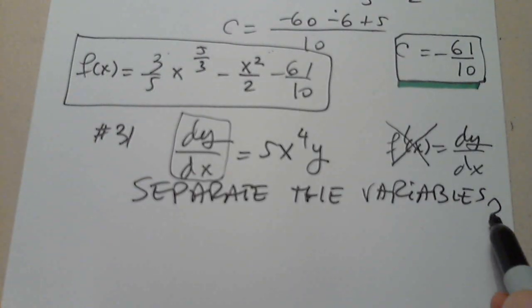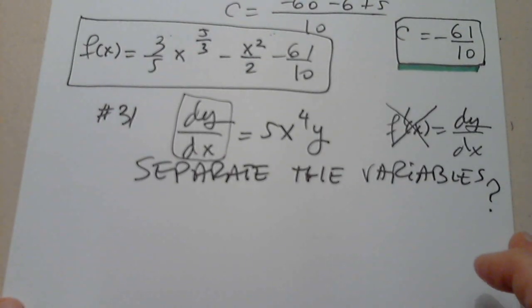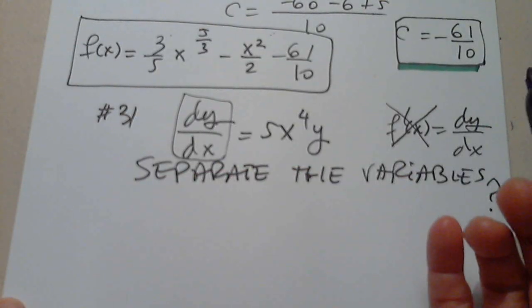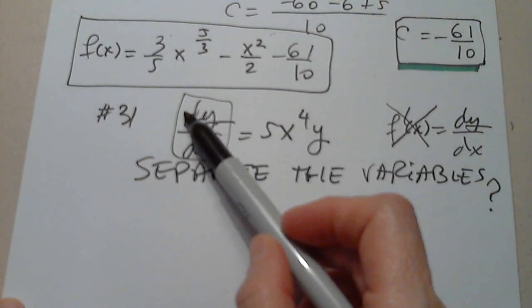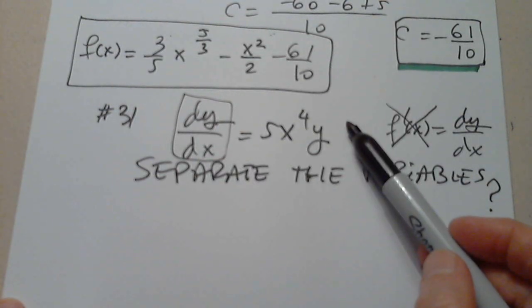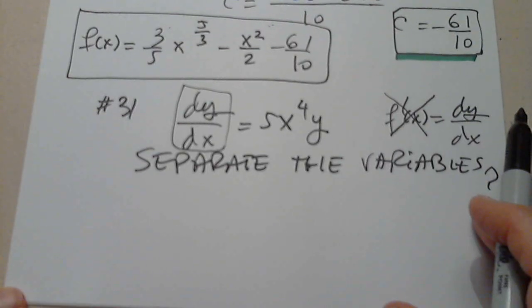What does this mean, separate the variables? We want y and any term or factor with y to be on one side. We want x and dx to be on the other side. So here's our first step.